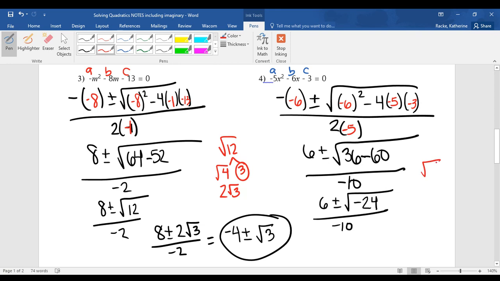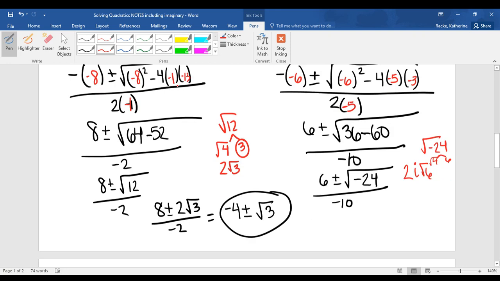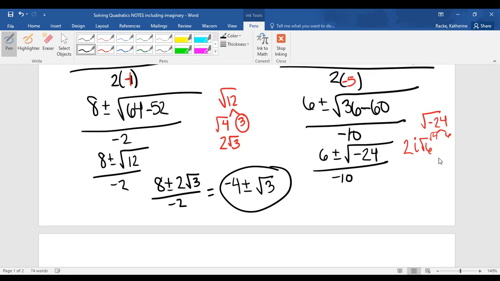Simplifying my square root of negative 24. Remember, the negative on the inside of a square root automatically gives you an i. It's considered an imaginary number. So now what goes into 24? That would be 4 and 6. So square root of 4 is 2. So 2 square root of 6 to simplify it. So now I have 6 plus or minus 2i square root of 6 all over negative 10.